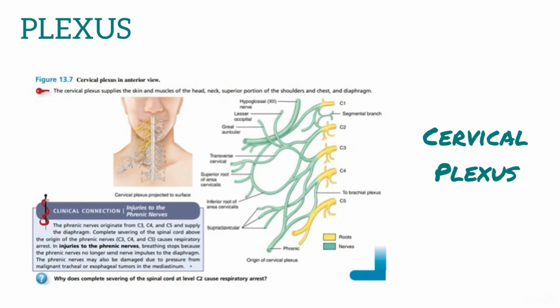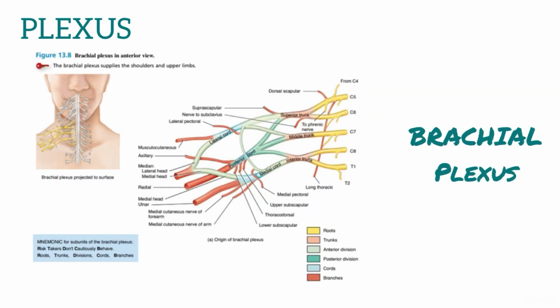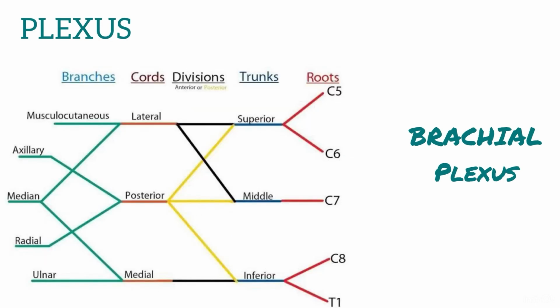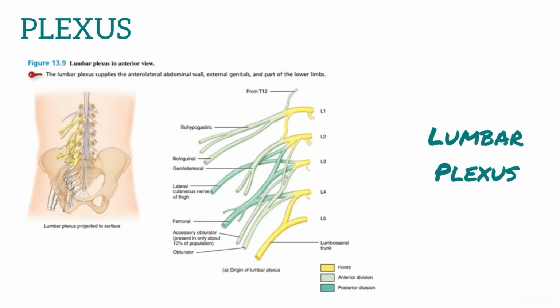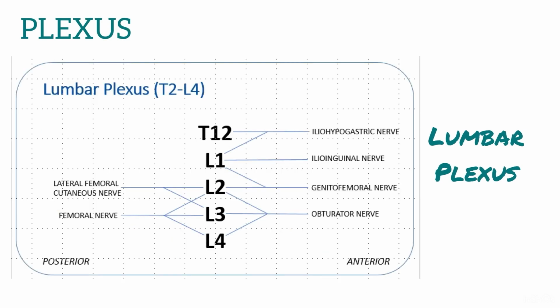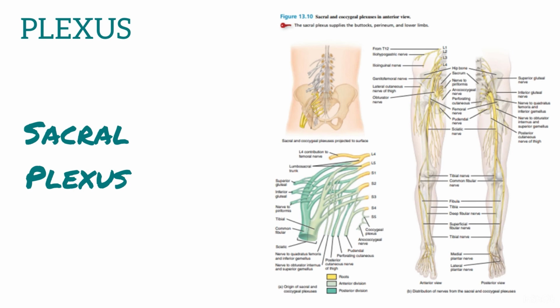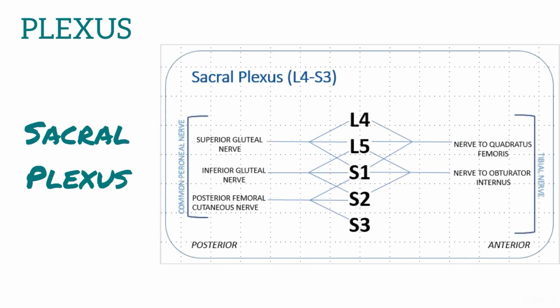So here we have our first plexus. It's your cervical plexus, supplied by spinal nerves from C1 up until C4 or C5. This plexus supplies muscles and skin to the head, neck, superior shoulders, and chest. Next, you have your brachial plexus, comprised of the roots from your spinal nerves C5 to C8 and T1. So this supplies your upper extremity muscles and sensation. Next, you have your lumbar plexus from the roots of L1 up until L4. So this supplies some of the muscles for your lower extremity. And the last plexus we have is your sacral plexus. So this is comprised of the roots from spinal nerves L4 to L5 and S1 to S4.